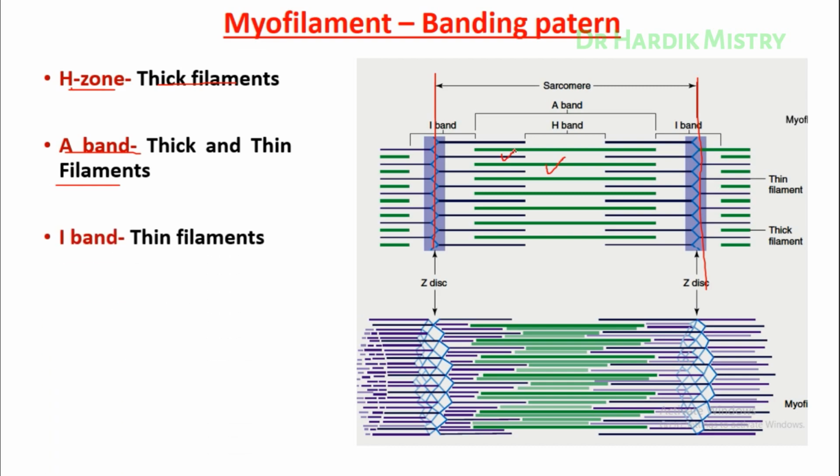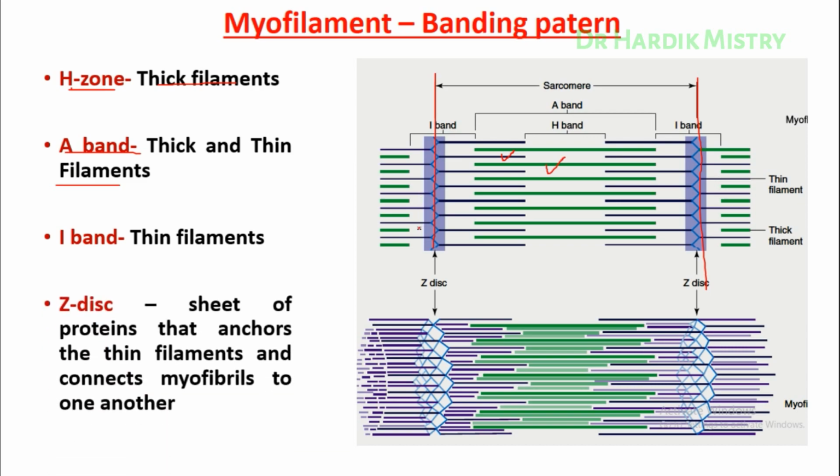I band, having only the thin filaments. So this is the I band. Here you are clearly seeing that only the thin filament, or simply the actin filament, is present. Z disc: it is a sheath of proteins that anchors the thin filaments and connects myofibrils to one another.